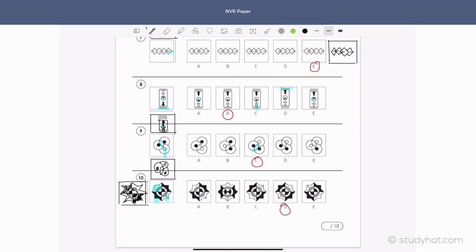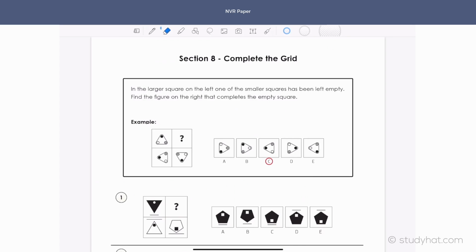That's the end of section 7. Section 8, complete the grid. In the larger square on the left, one of the smaller squares has been left empty. Find the figure on the right that completes the empty square.